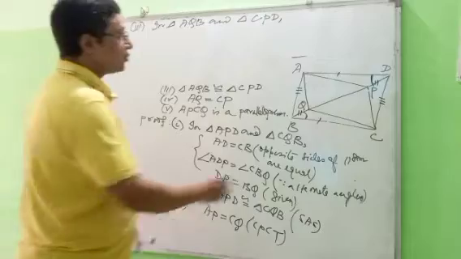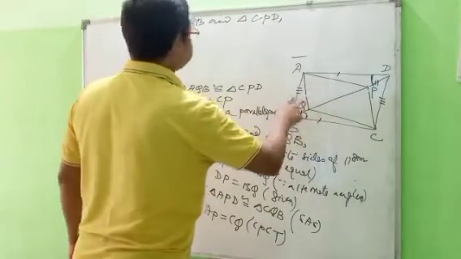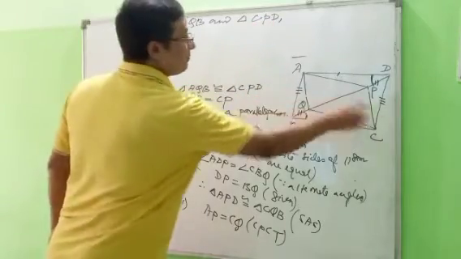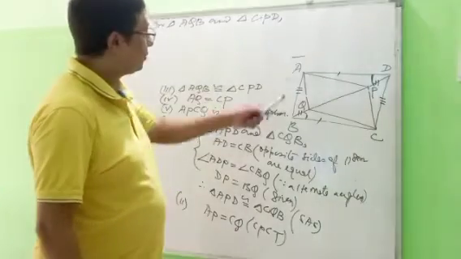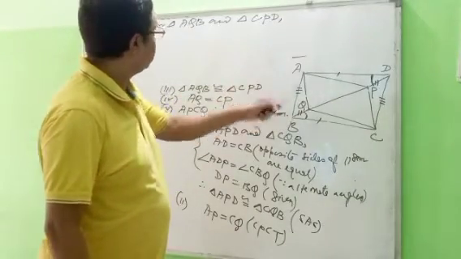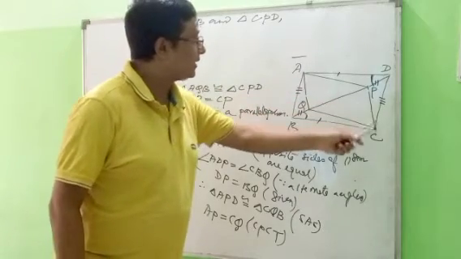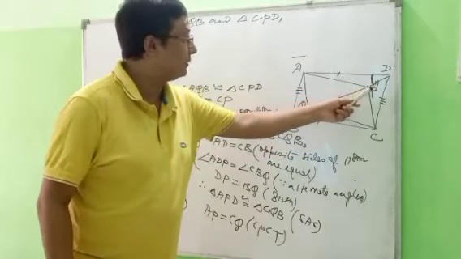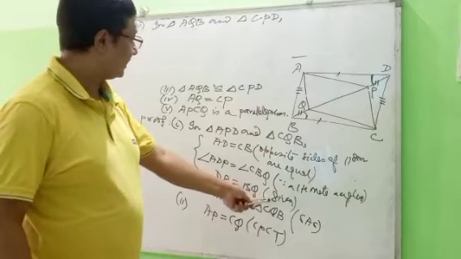So in these two triangles you will get that AB equals CD. Here AB equals CD, because opposite sides of a parallelogram are equal. Next, in triangle ABQ you have BQ, and in triangle CDP you have DP. So here BQ equals DP, that one is given.